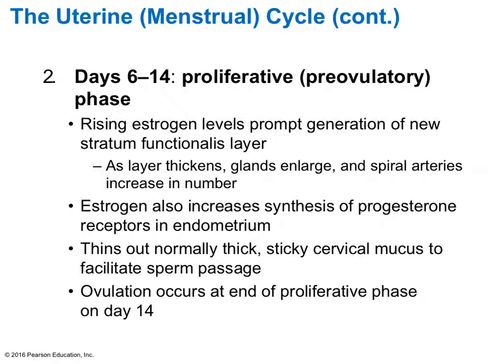Then the next phase is the proliferative phase, which occurs before ovulation. And here, rising estrogen levels from the developing follicles is going to produce a new stratum functionalis layer. This is also going to prepare the uterus for potential passage of sperm. And then this period ends when ovulation occurs, generally about day 14.